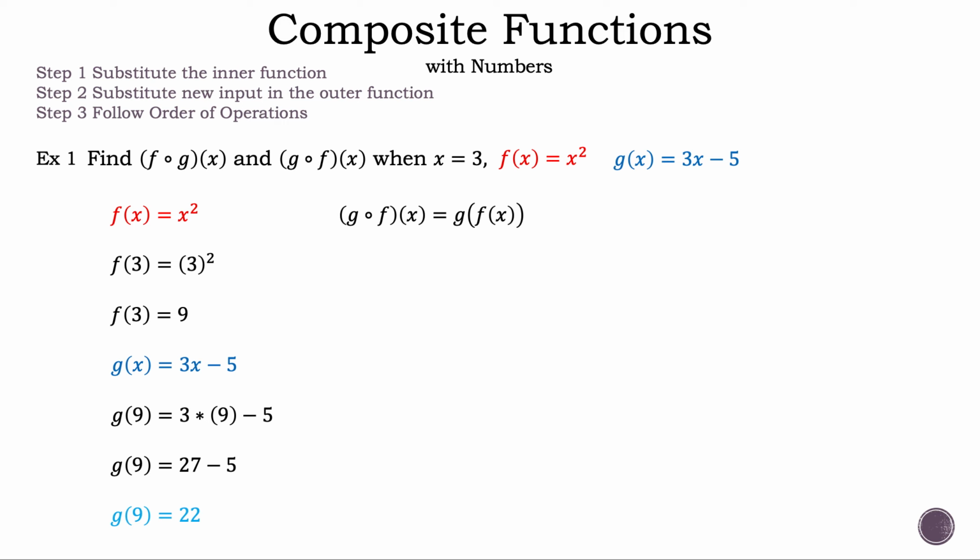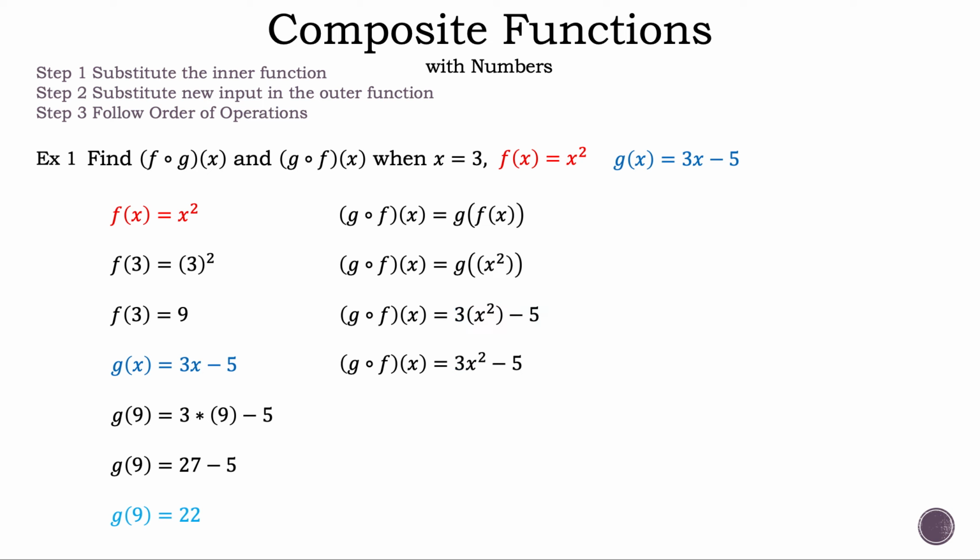Now let's find g of f of x, so we only have to substitute once. Which function is the inner function? f of x is the inner function. So let's substitute x squared for f of x. So now we have g of f of x is equal to g of x squared. So now let's substitute x squared into g of x. So now we have g of f of x is equal to 3 times x squared minus 5. Let's drop those parentheses. Now we found g of f of x.